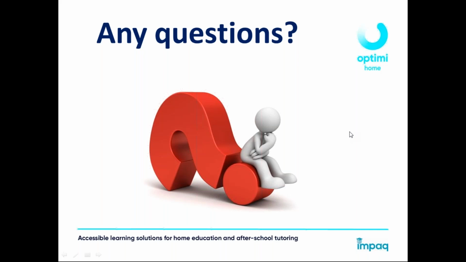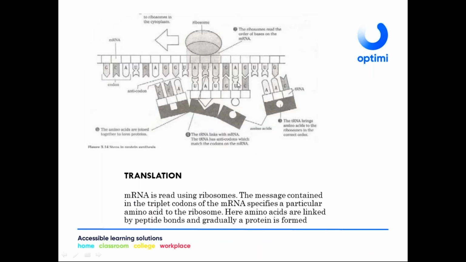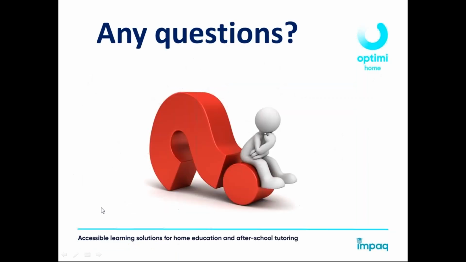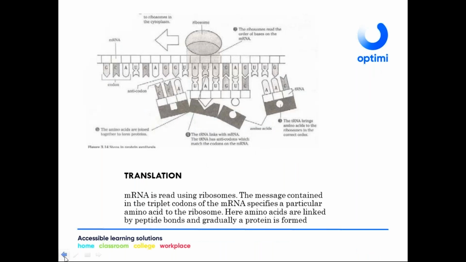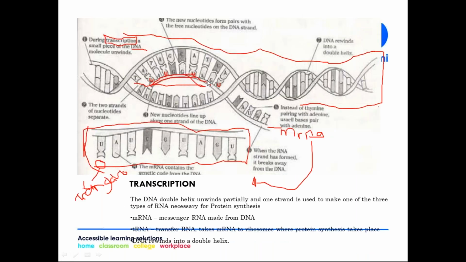mRNA carries the code to synthesize proteins. Somebody asked which type of RNA carries the code to make protein. The mRNA does that. The one that is manufactured from the DNA contains the code. So the messenger RNA contains the code.